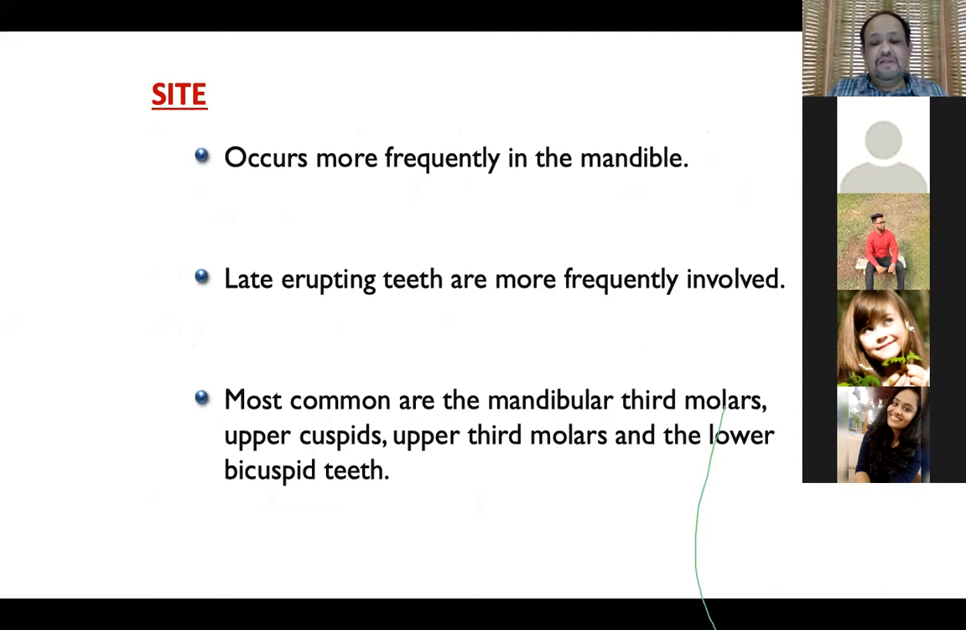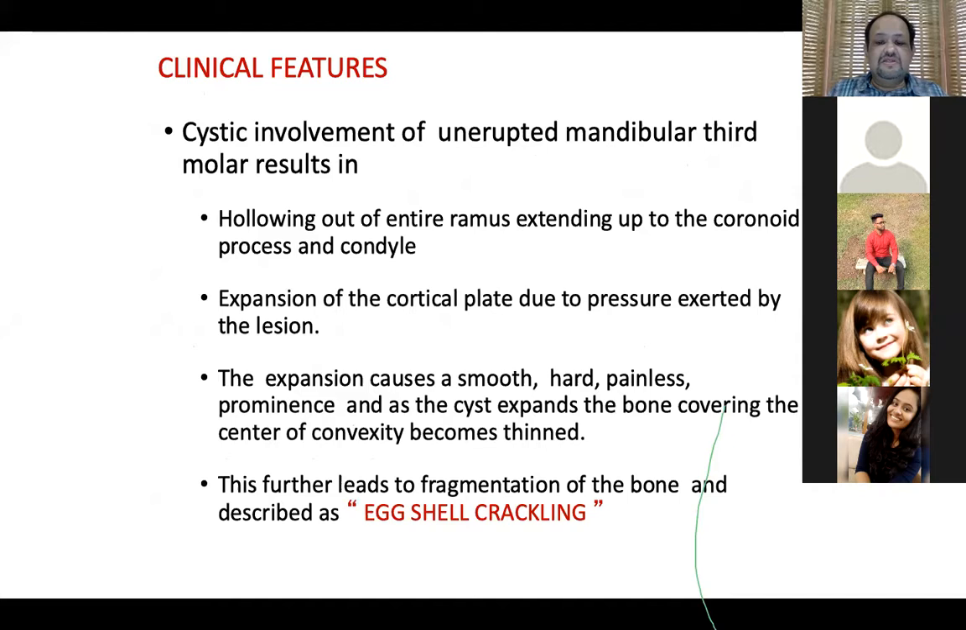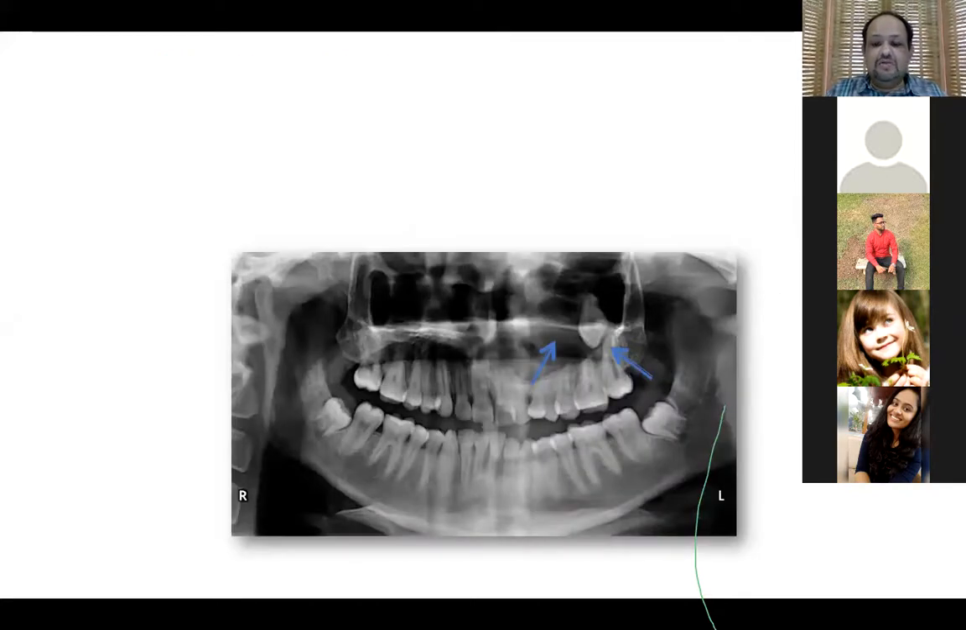The site is the mandible; however, you can see it also in the upper cuspid region, that is the maxillary canine and bicuspid region. The clinical feature is hollowing of the ramus. Usually the mandibular third molar is the most frequently impacted tooth, and that leads to this particular issue. So there is expansion of the cortical plate. It causes a hard, painless swelling. And when you compress it, if you are aware of ameloblastoma, that classical eggshell crackling, it is possible that you could get it with this.